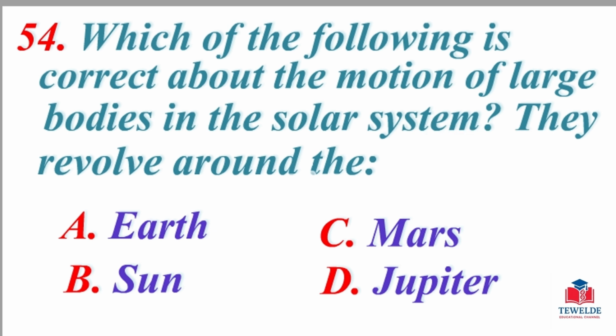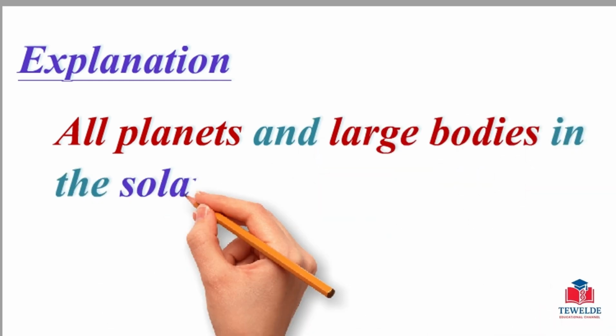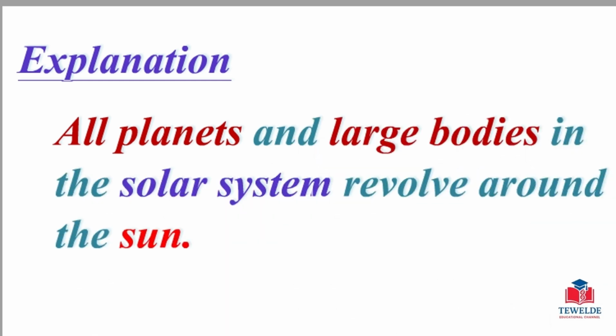The correct answer is B. Sun. Explanation. All planets and large bodies in the solar system revolve around the sun.